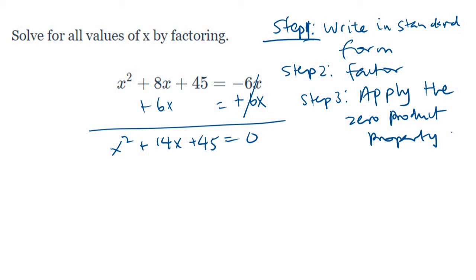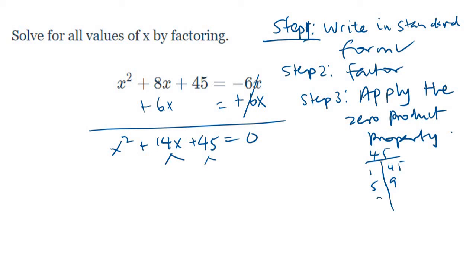Okay, we've done step 1. It's in standard form. We're going to factor this. Okay, we're going to break this into 2. So we'll work on the 45, okay? If I make a list of factors of 45, I have 1 and 45, 5 times 9 is 45.